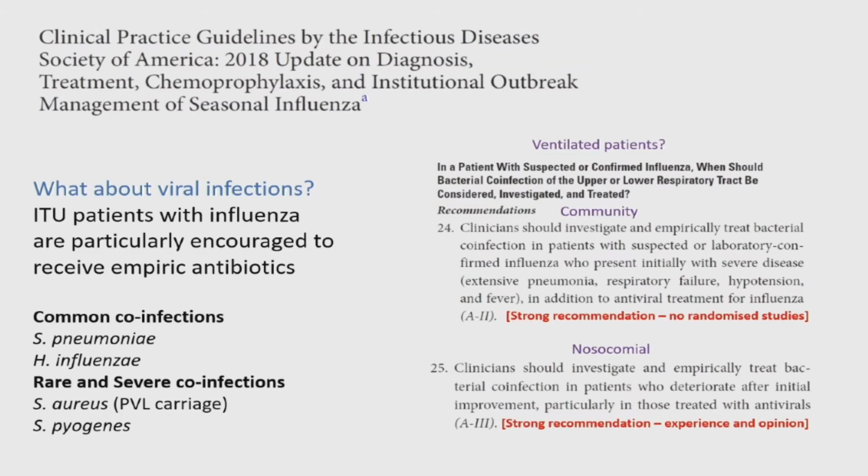Now, if we look at what guidelines are available in terms of influenza, the common co-infections are again Streptococcus and Haemophilus, rarely Staph aureus and Streptococcus pyogenes. So according to the guidelines, in patients who have suspected or confirmed influenza, if they present in a very severe state, that is having extensive pneumonia, respiratory failure, hypotension or fever, we should start antibiotics. And we should also start antibiotics even if the patient is showing initial improvement and then slight deterioration. Now, these are strong recommendations in spite of the absence of any randomized trials. It is mostly based on experience and strong clinical opinion to use this therapy.